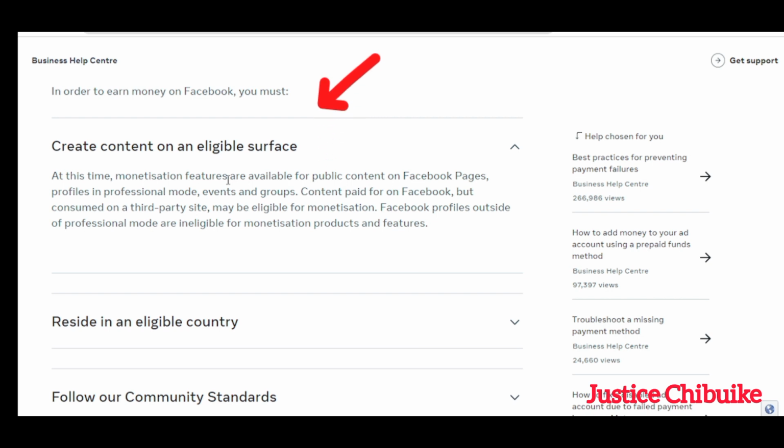Facebook is trying to tell its users that monetization features are available for public content on Facebook pages, profiles in professional mode, events and groups. So if you are trying to earn with a profile that is outside professional mode, then it is impossible to earn. Even if you create content on such a profile, you cannot earn unless you are switched to professional mode.